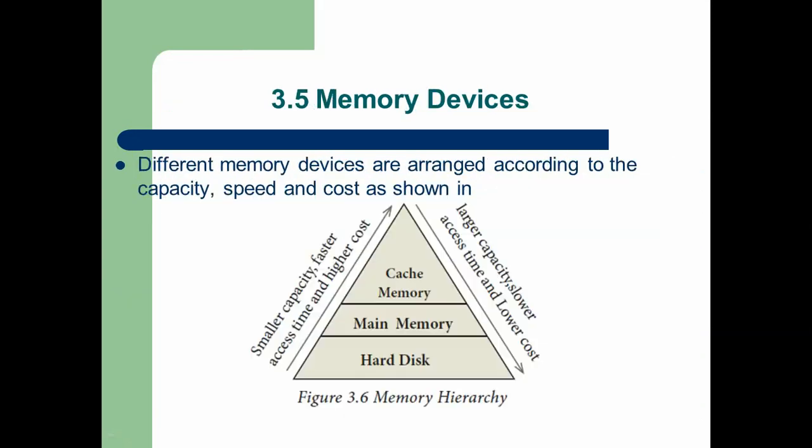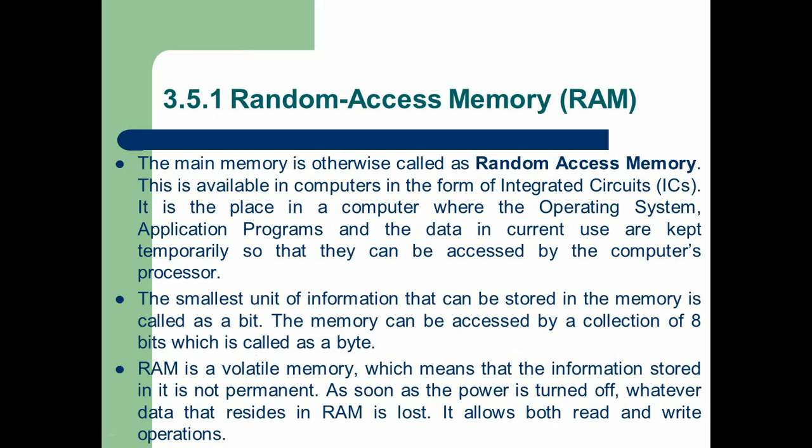Next we are going to discuss one of the famous memory devices, RAM, random access memory. This is available in the computer in the form of ICs. It is the place where the operating system, application programs and data in current use are kept temporarily so that they can be accessed by the computer. So RAM is the memory where we store the operating system, application programs and data which are currently used by the user. The smallest unit of information that can be stored in the memory is called a bit. Of course, we know the memory can be accessed by a collection of 8 bits, which is called a byte, which we already learned.